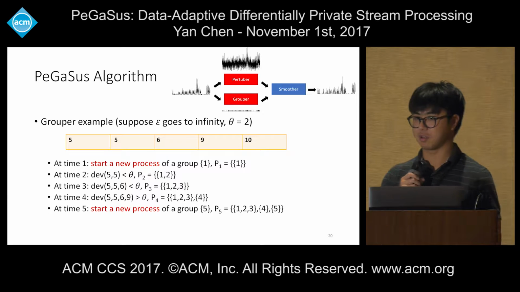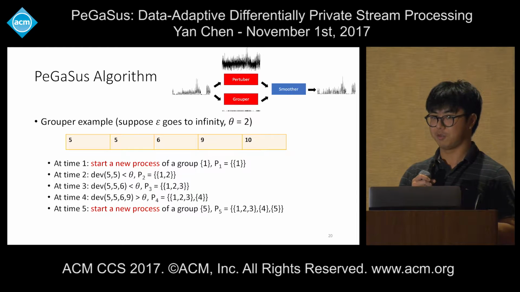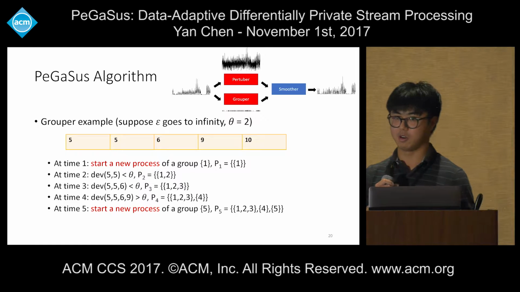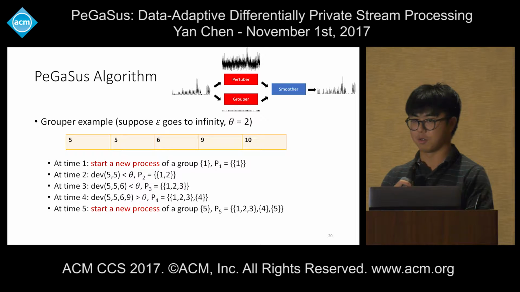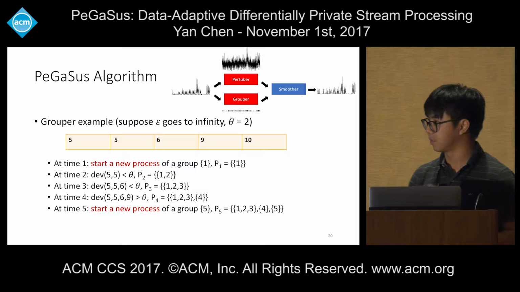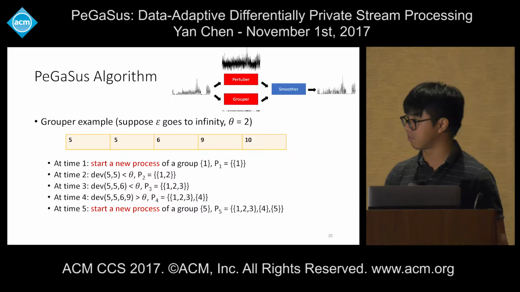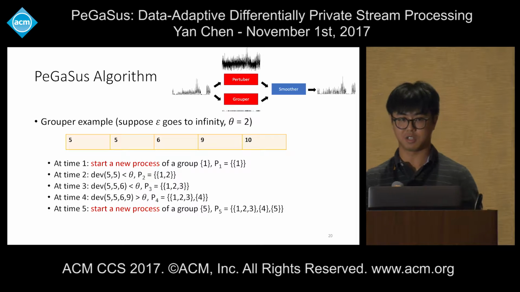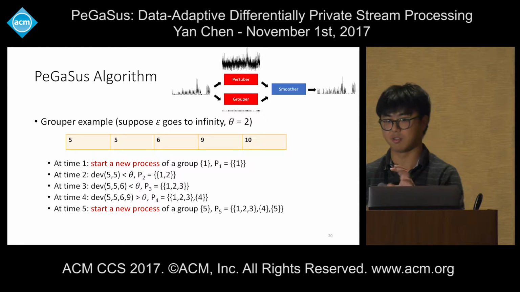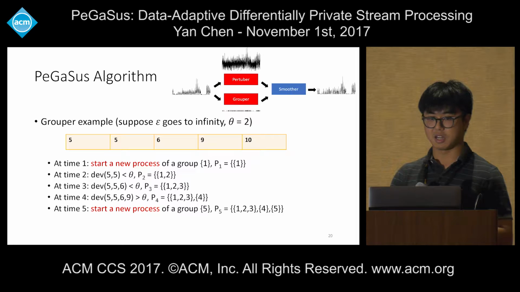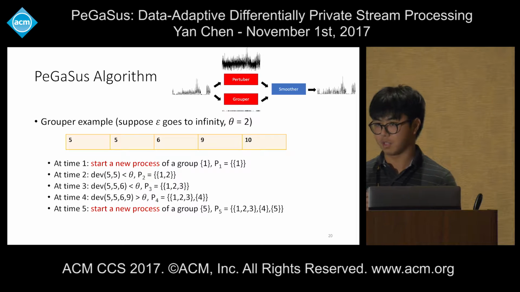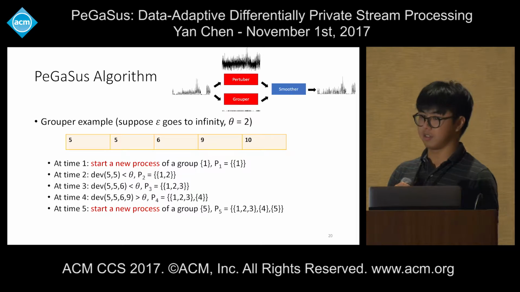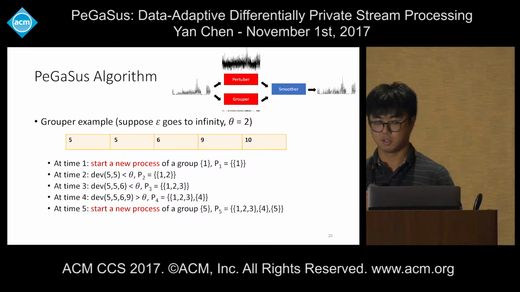Let me show you a very simple example of the grouper. To make it simpler, we suppose epsilon goes to infinity, so there is no noise introduced. There is another threshold parameter theta, which helps us determine whether the deviation is big or not. Here we give a stream of 5 elements. At the first time, we start a new process with a single group which contains the current index. At the second time, a new element comes. We first compute the deviation value when we try to add the current element into the previous group, and find that it is smaller than the threshold theta. So we directly add the current index into the previous group.